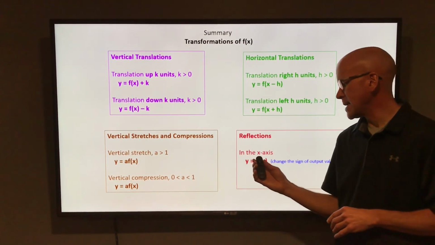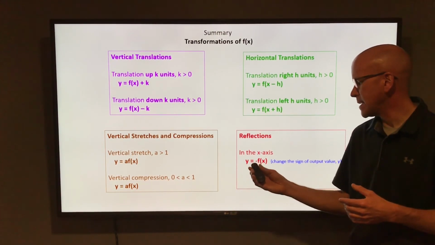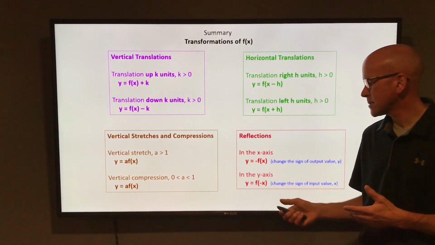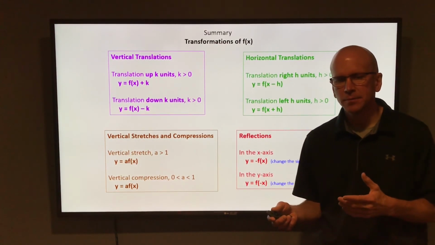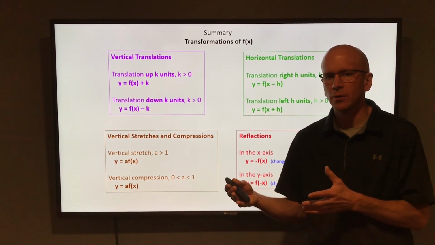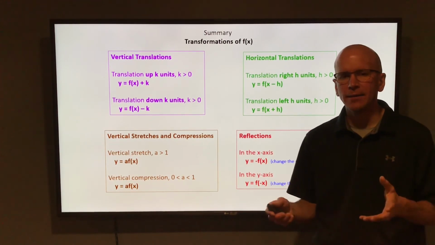And finally, reflections. When you reflect in the x-axis, or in other words, reflect over the x-axis, you take the negative of y. When you reflect over the y-axis, you take the negative of x. So if you want to make a reflection over the x-axis, take the negative of the y value. If you want to make a reflection over the y-axis, you take the negative of the x value.